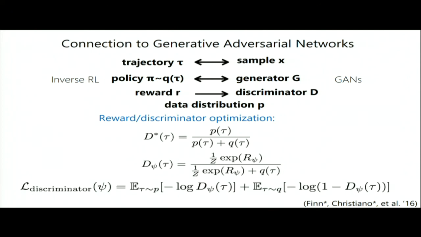So the loss of the discriminator is to make the samples from the data, from P, be classified as samples from the data, and make samples from your policy, from Q, be classified as samples from your policy. And if you parameterize your discriminator in this way, and you plug this into this loss, you actually end up getting the IRL objective for optimizing the reward.